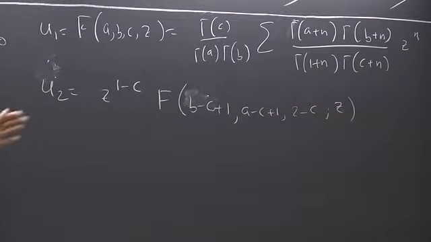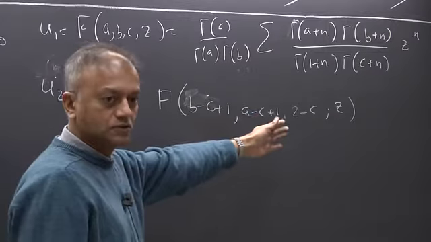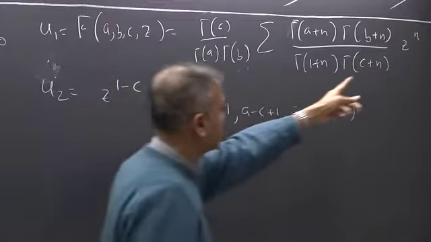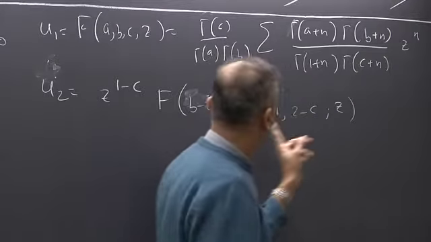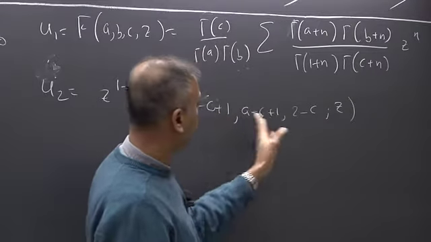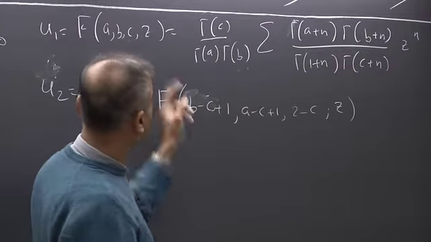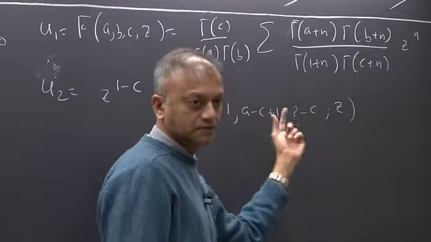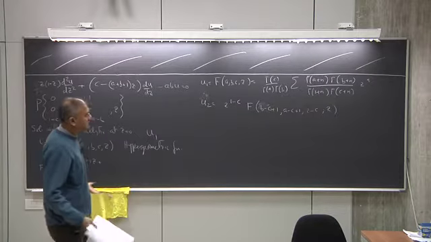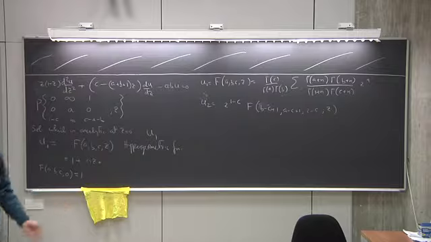And this had a power expansion near z equal to 0, because the hypergeometric function F has a power series expansion near z equal to 0. So this also has a power series expansion near z equal to 0, with different coefficients, of course, because now a, b, c have been changed to these values. These were the two linearly independent solutions near z equal to 0.